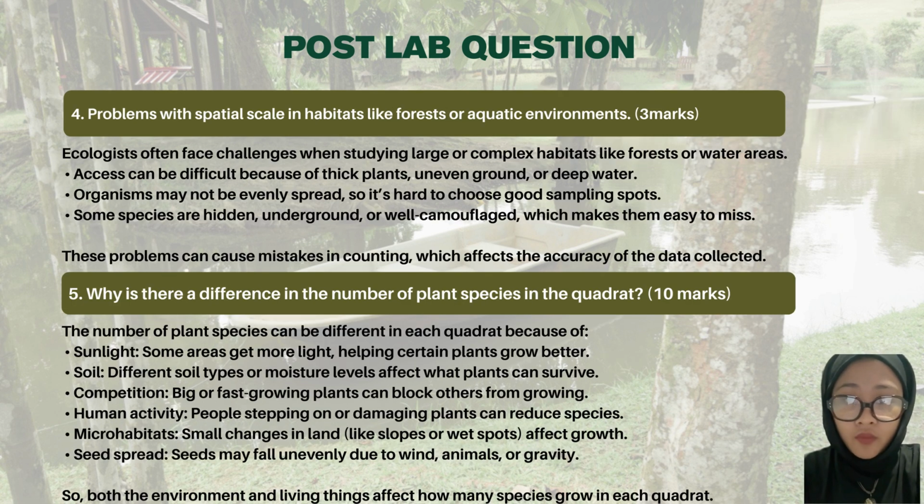For question 4, the main problem is that large habitats like forests or water areas are hard to access. Plants may be hidden, unevenly spread or hard to reach, which makes accurate data collection difficult. And for question 5, because each area has different conditions like sunlight, soil, water and human impact.